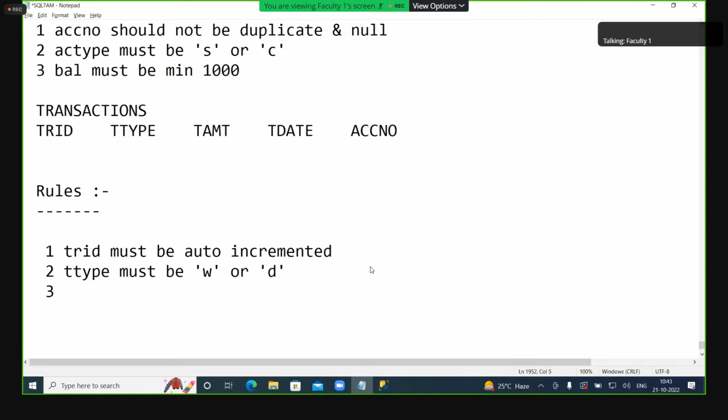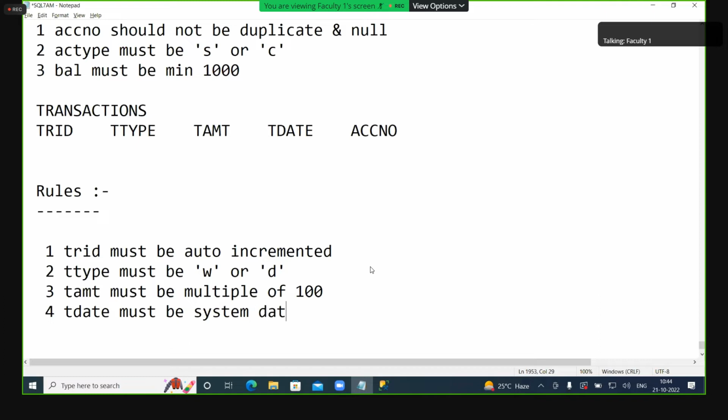Next one, transaction amount must be a multiple of 100. Then next one, transaction date must be the system date, the current date.